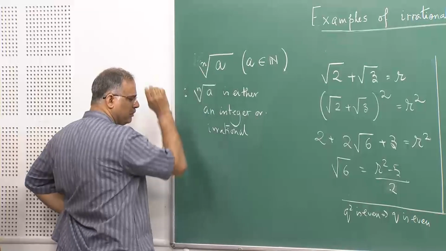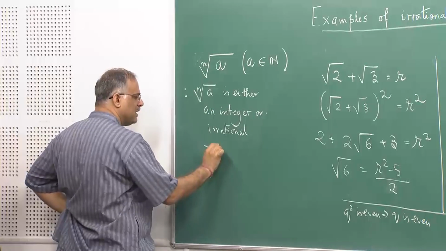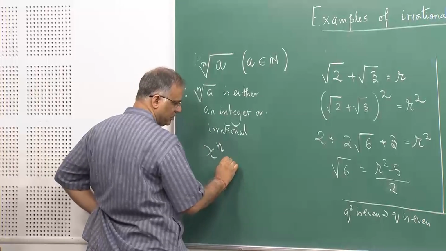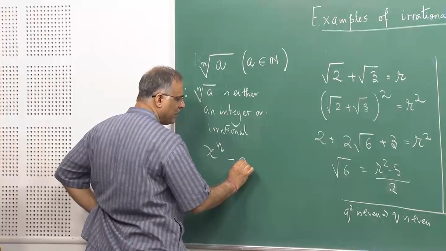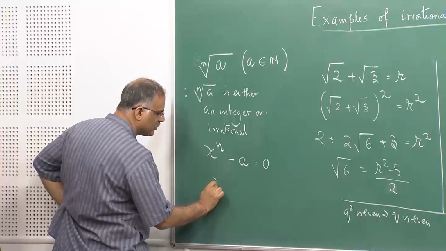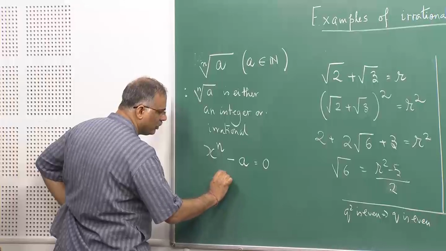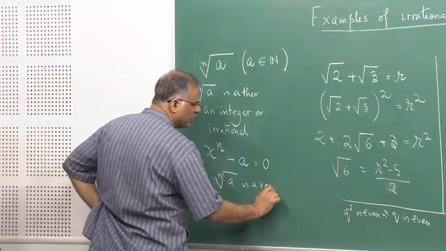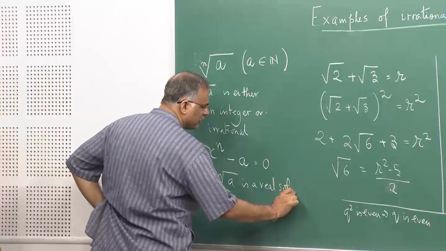Now, observe that if I look at this number, this is something you have done in your complex number theory, that x to the n minus a equal to 0 has at least one real solution. So, the nth root of a is a real solution of this polynomial equation.